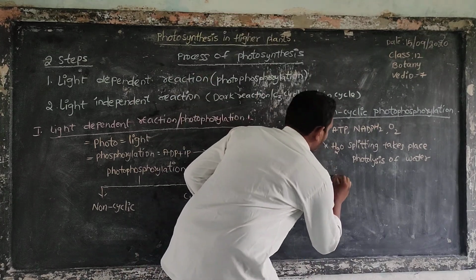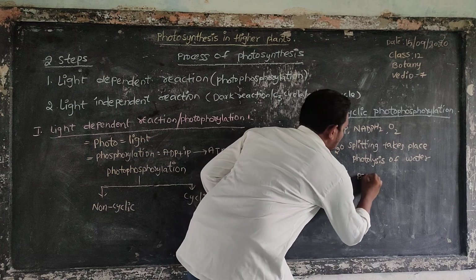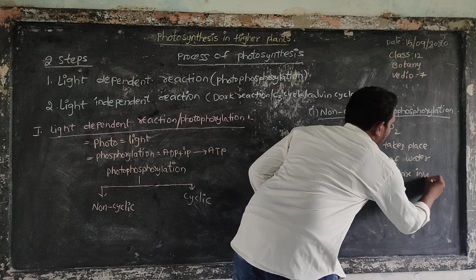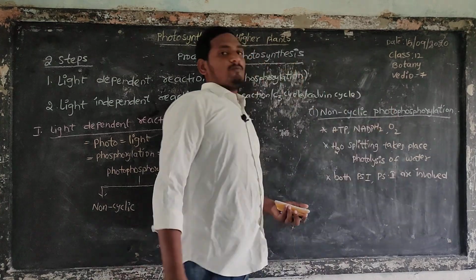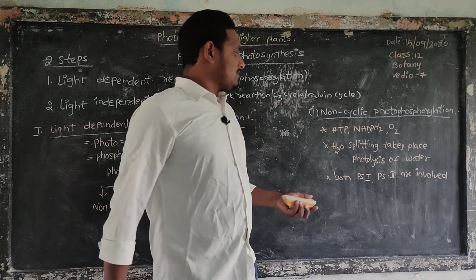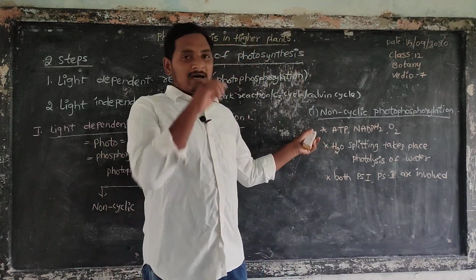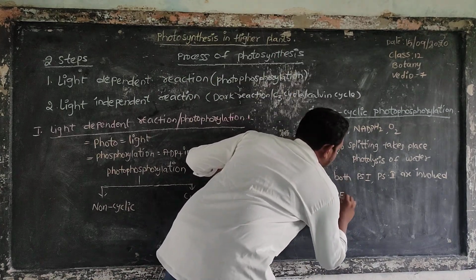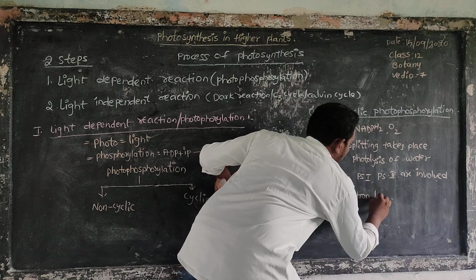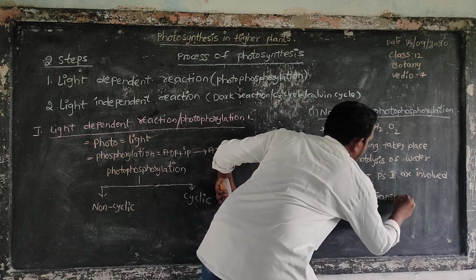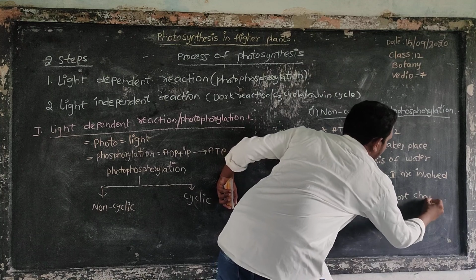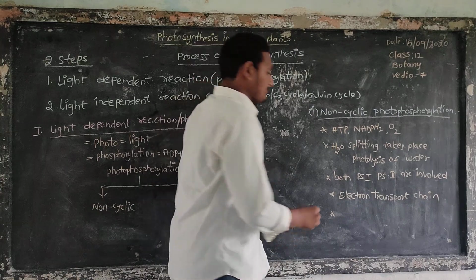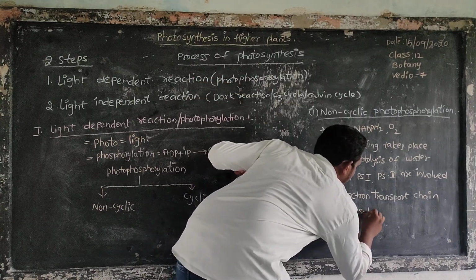Next, both photosystem 1 and photosystem 2 are involved in the process of non-cyclic photophosphorylation. It is also called electron transport chain. Generally, we are calling it the Z scheme.